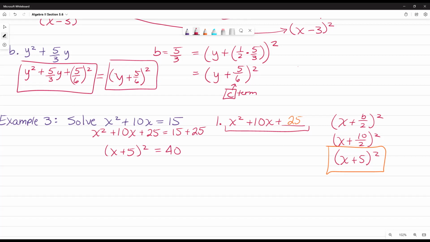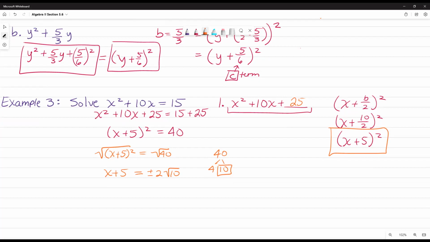Square root of both sides. Yep. So the square root of x plus 5 squared equals the square root of 40. I know this side is just x plus 5. And do we have a perfect square we can take out of 40? 4 times 10? Probably the only one, because 10 is 2 and 5, so there's nothing else. But so the square root of 4 is what? 2. So we have a plus or minus 2, and then what's left is the square root of 10.